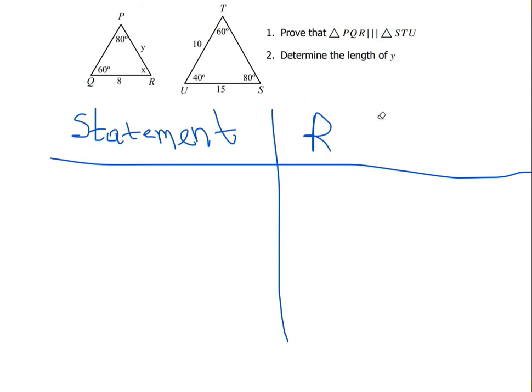So if you're saying something about the triangle, you should be able to tell us why, right? So now these are the reasons here. So what is the first thing that we can see from these triangles?